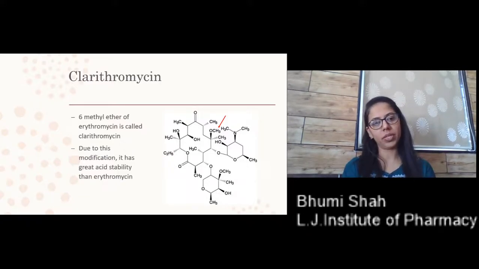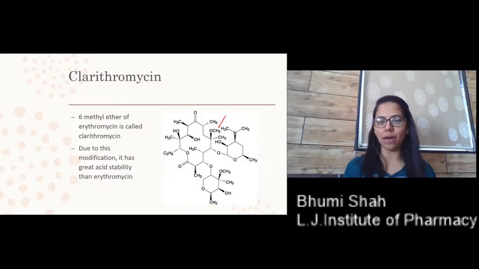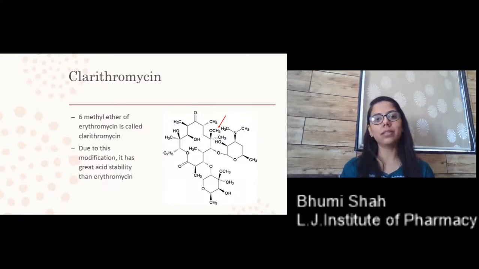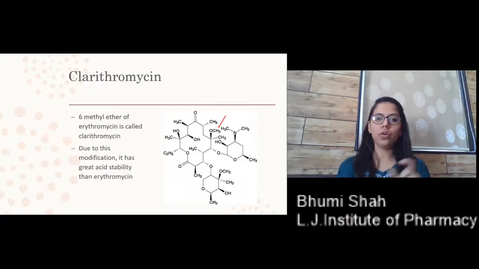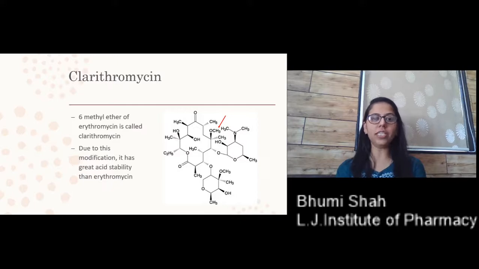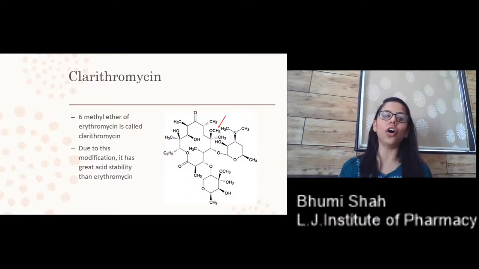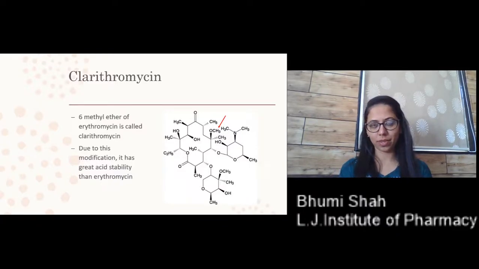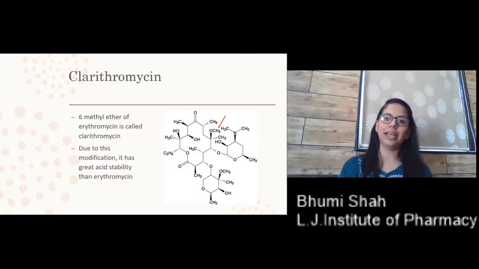Only one difference. In case of erythromycin, we have a hydroxyl group at the 6th position. The H of the hydroxyl group is replaced by a CH3 group. So the OH group converts into OCH3. The hydroxyl group converts into an ether group, right? So ultimately clarithromycin is the 6-methyl ether of erythromycin. Due to this modification, it possesses greater acid stability than erythromycin.